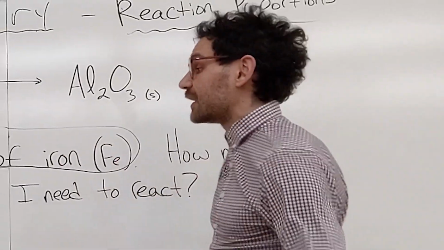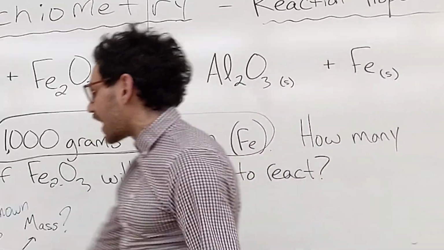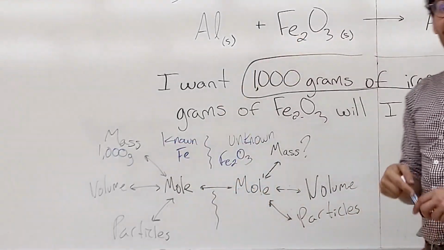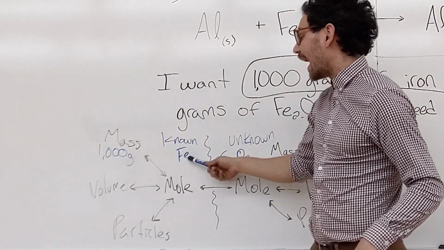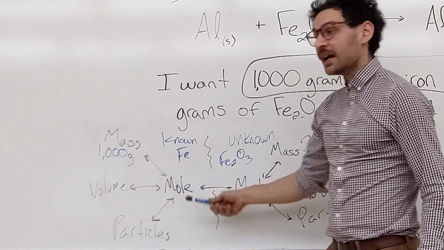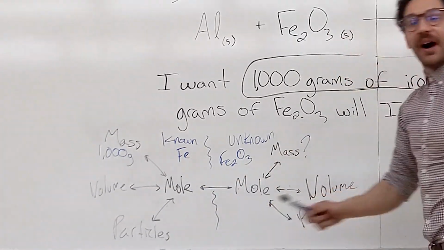Using this diagram is really nice because it can help us organize what steps we're going to do. Every time we cross one of these arrows, that's going to be another step. So my first step is going to be to convert from the mass of iron to the moles of iron. And then from there, I can convert from moles of iron to moles of iron oxide.